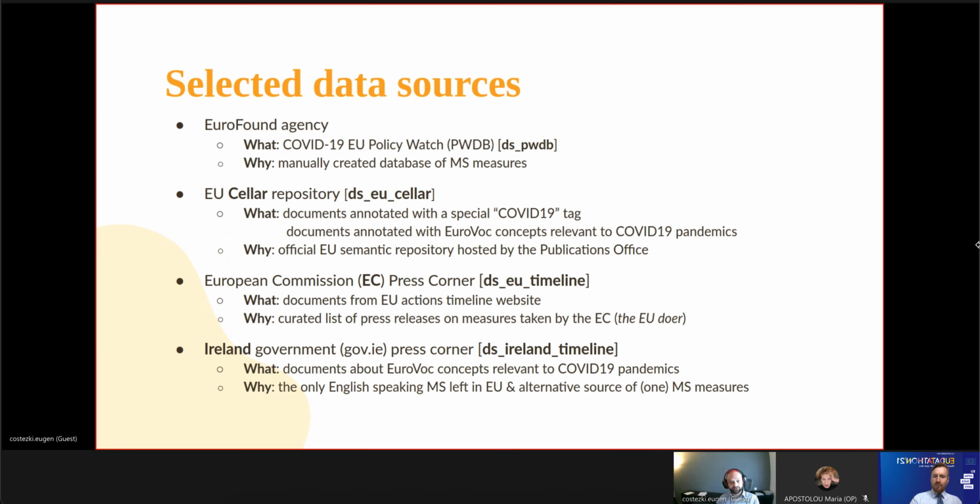The second source is the EU Cellar repository, which is the official semantic repository from where the official journal of the EU is published. So it's an authoritative source, and it contains mainly legal and administrative texts.